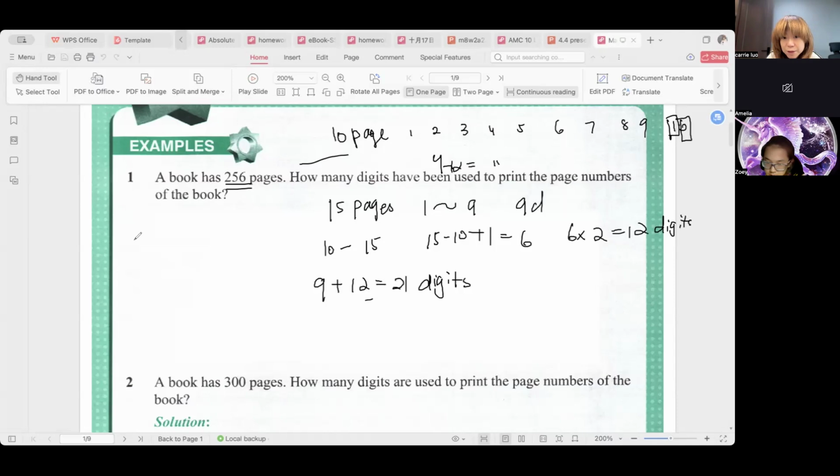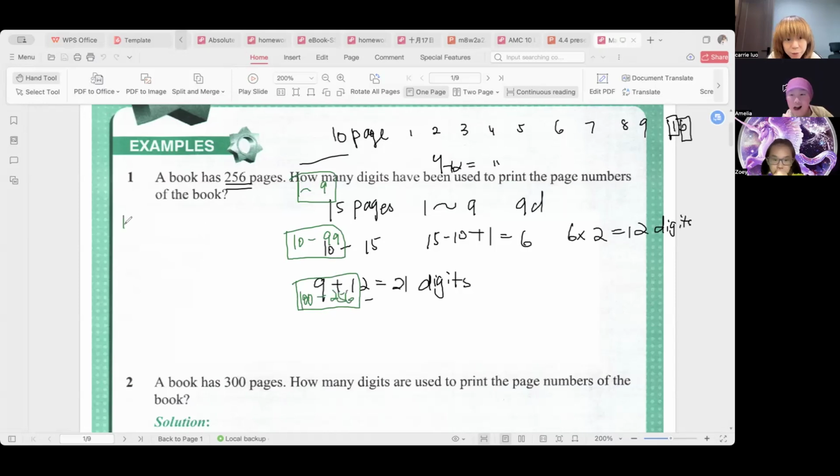Okay, so now I'm going to explain it, okay? Zoe and Amelia, I don't know if you noticed that when I'm doing those questions, I put them into different categories. For instance, from 1 to 9, there's one category. And 10 to 99, another category. Why? Because 1 to 9 are one-digit numbers. These are two-digit numbers. And from 100 to 256, they're the third category, correct?